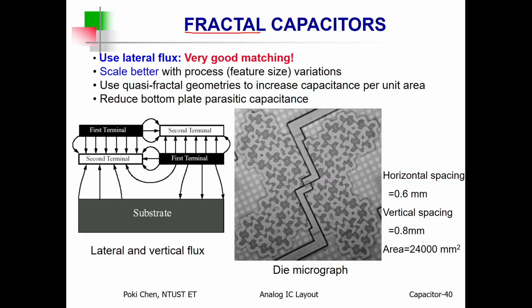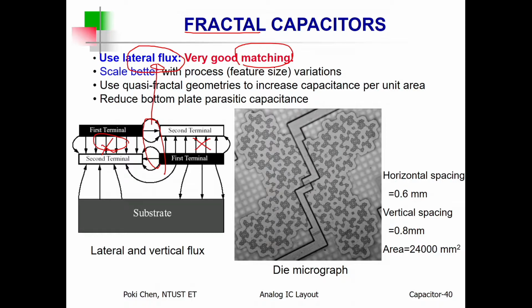Anyway, the main idea for such a new capacitor called the fractal capacitor is to depend only on lateral flux, because it has much better matching property than the vertical flux. Okay, these are lateral or horizontal flux. On the contrary, this and that, they are vertical flux. For matching, actually, the lateral one is much better than the vertical one.